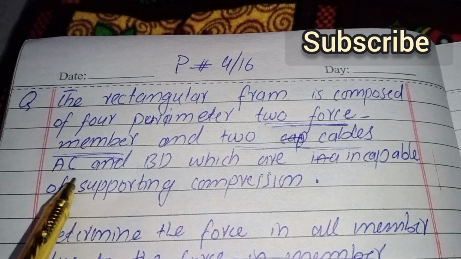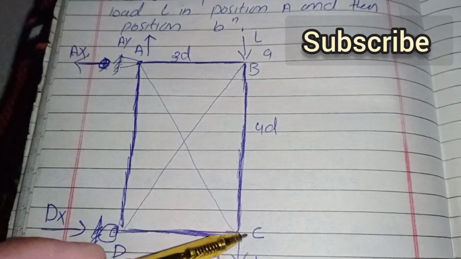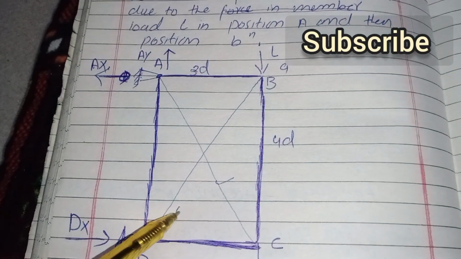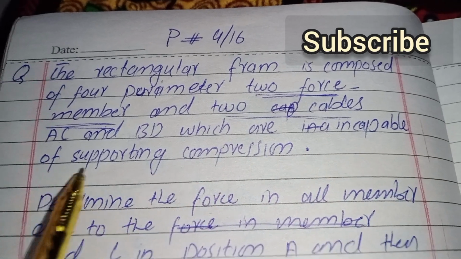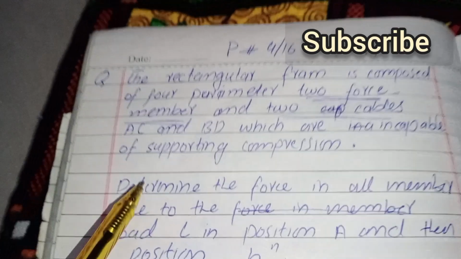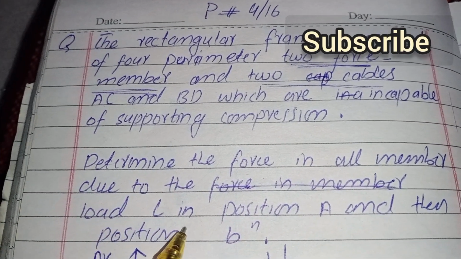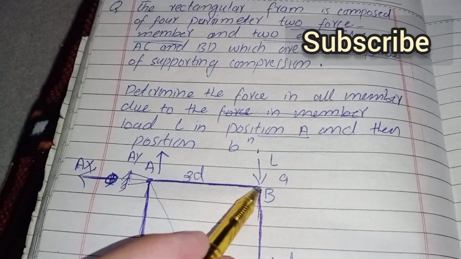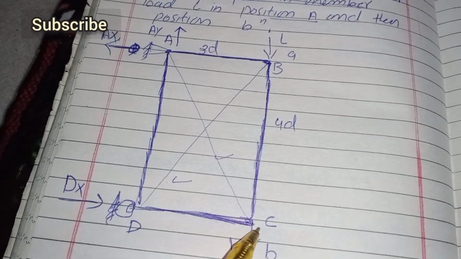The two cables are AC and BD, which are incapable of supporting compression. Determine the force in all members due to the load L in position A. If I take the load L at position A, or if you take the load at position B.